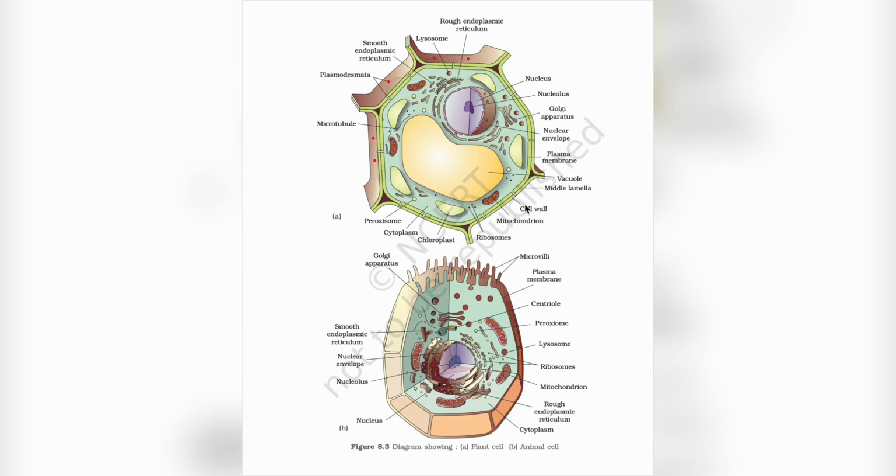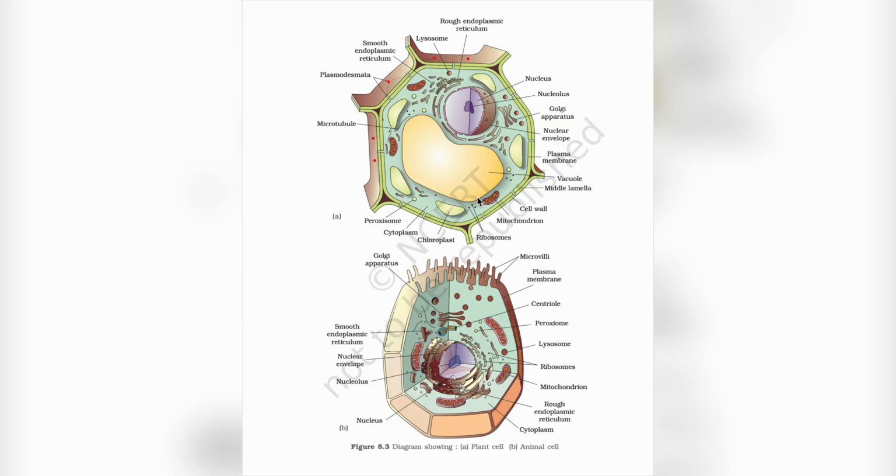As we can see, there is a very prominent cell wall present in the plant cell. Cell wall is absent in the case of animal cell. One more feature you can clearly see is the presence of a vacuole in the plant cell, but it is absent, or very small vacuoles are present in animal cells, and that too at the periphery. And the vacuole here is large and is present in the center.